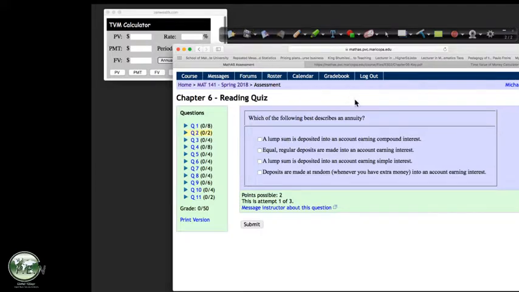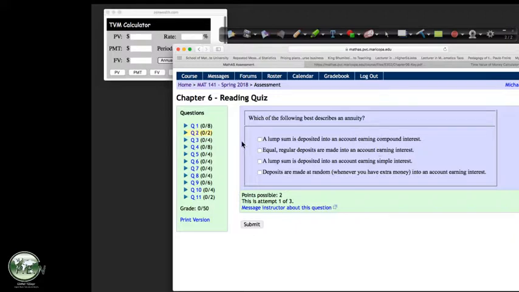Which of the following describes an annuity? So a lump sum is deposited into an account earning compound interest. Is that an annuity? What did I say you need for an annuity? You need a regular deposit or a regular payment into it. So yes, it needs to have something. It needs to be monthly or annual. You could do an annual annuity, but it's not just putting money in and letting it sit. That's not an annuity. So that's not true.